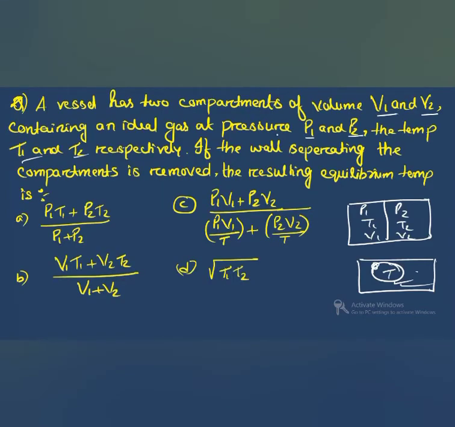I have already said that when you have different samples of the same material, the formula is T equals N1 T1 plus N2 T2 divided by N1 plus N2, right? This was the formula. Because you have an ideal gas here, the value of C will be equal, so you will use this formula.